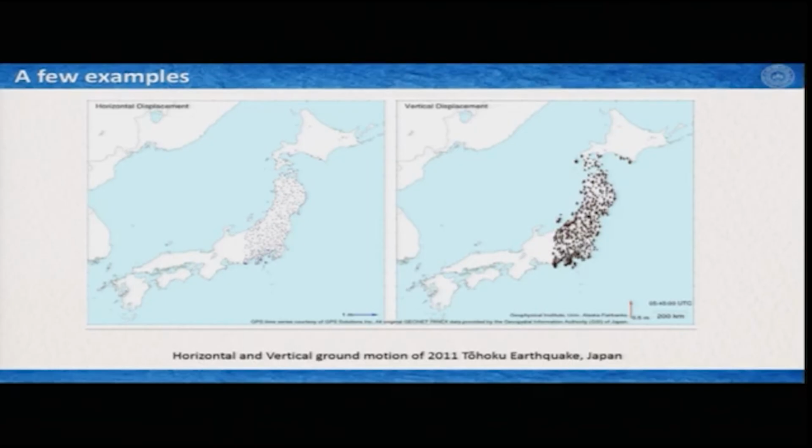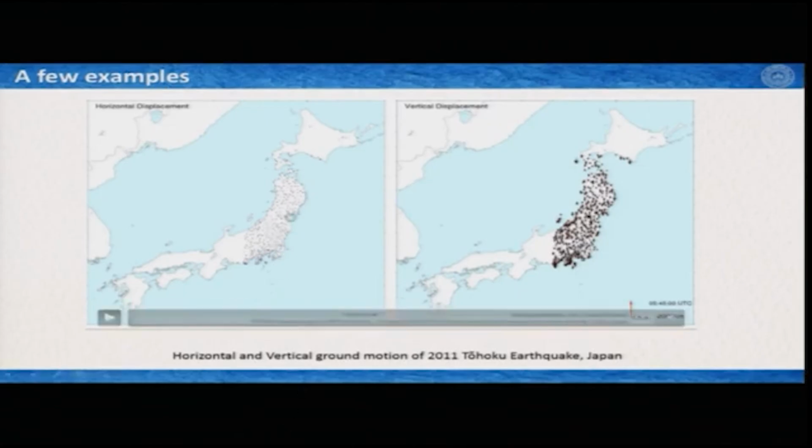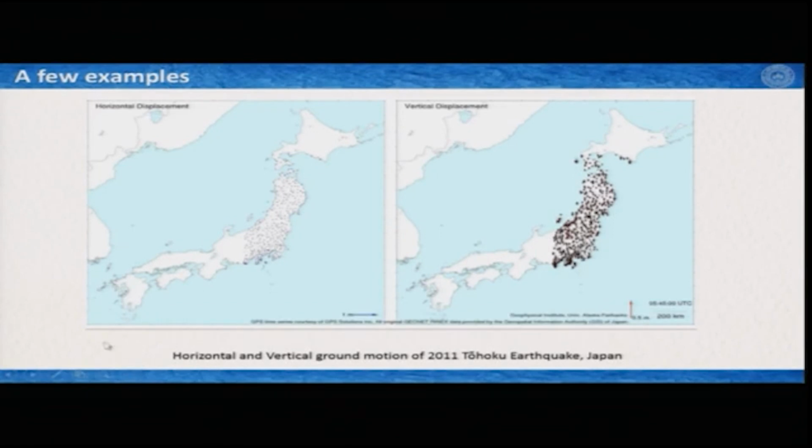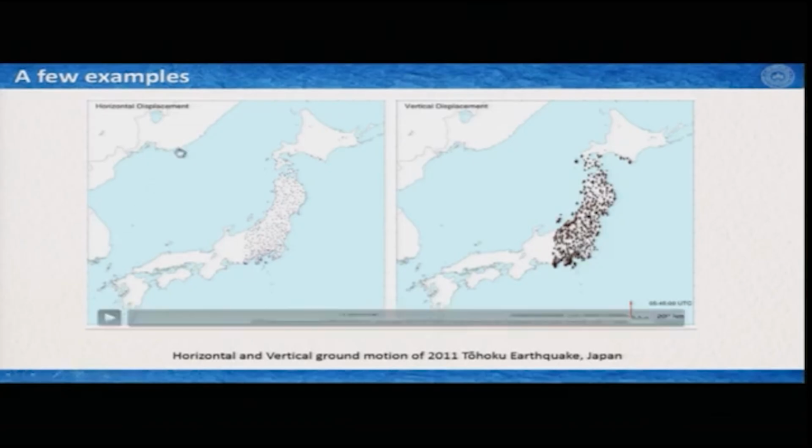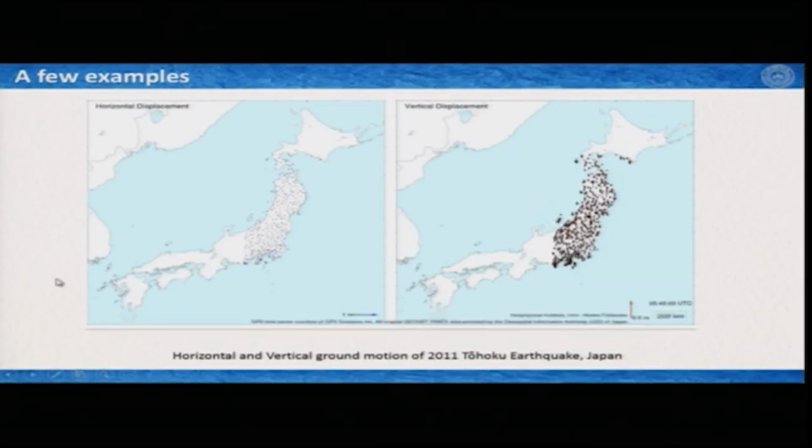This is a movie of about 1 minute, and you can see here that all these arrows, which you do not see right now, are in stationary mode. We will see the main earthquake and then an aftershock, and we will see how vertical and horizontal ground displacements happen during the earthquake. On this side you have horizontal displacement, and on this side you have vertical displacement. Let us have a look.